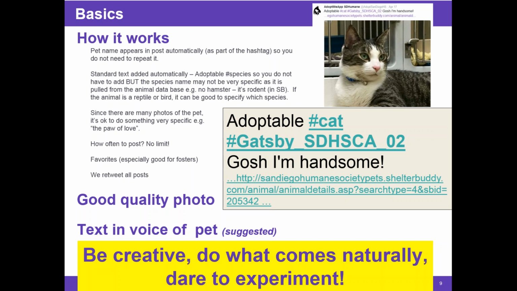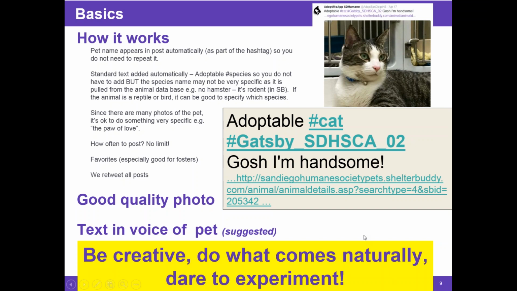I do want to emphasize: be creative, do what comes naturally, dare to experiment, dare to try something new, and a lot of people have. If it works, great. If it doesn't work, well, it'll still work. It seems like most everything is interesting to do, and it's fun to be creative.